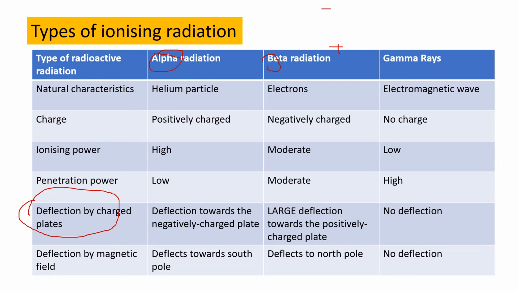So for the alpha radiation, you see something like this. This is a negative plate. This is a positive plate. There's a deflection, yes, because they are positively charged, so they're going to be attracted to the negative plate. The deflection is quite slow though.